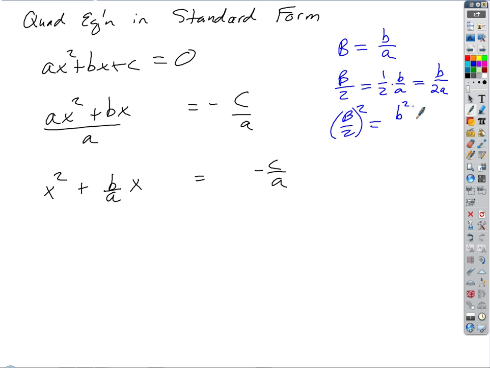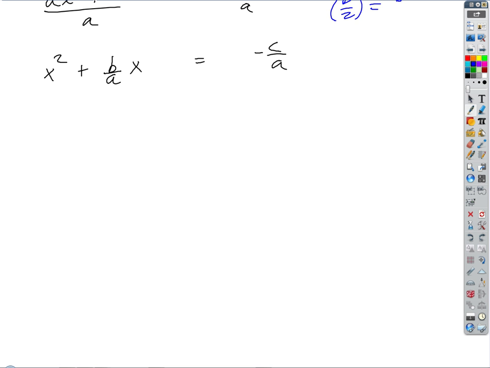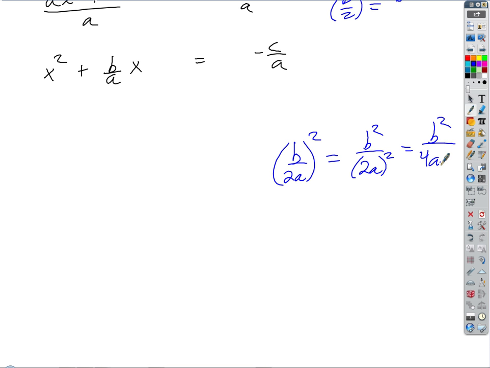B squared on the top, right? Does everybody get where this is coming from? So all we're doing here is saying B over 2A quantity squared. Well, what are our properties of exponents here? We could split the top and the bottom, right? So that's the same thing as B squared over the quantity 2A squared. And then on the bottom, the quantity 2A squared is the same thing as 2 squared times A squared, right? Does everybody agree? Does that make sense? So B squared over 4A squared?